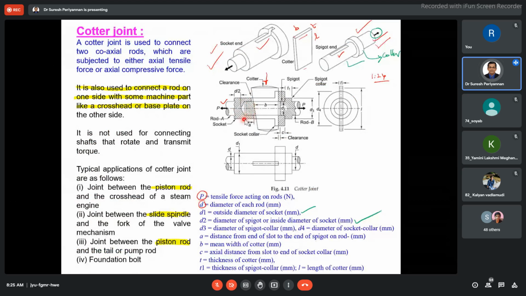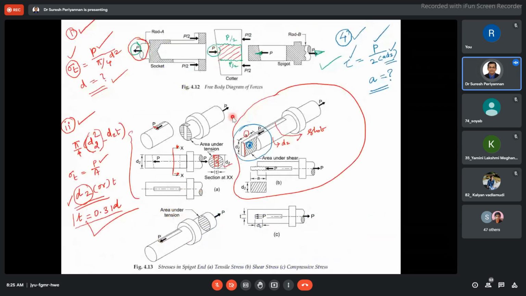What is this region? This length is A. How can we find the area? This length we know is A, and this diameter is D2. It is two sides, both sides are going to be in shear. See here, this is a projectional view, you can easily understand. A into D2, then both sides 2 into A into D2. Both sides are going to be in shear. This is the shear failure in the spigot.